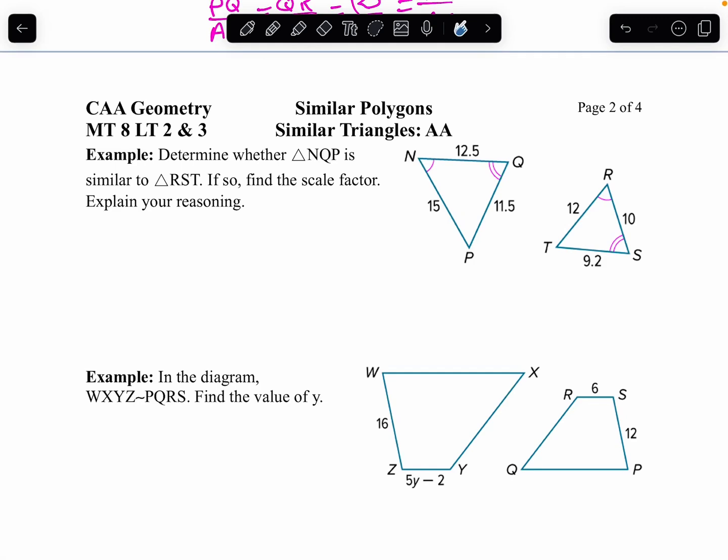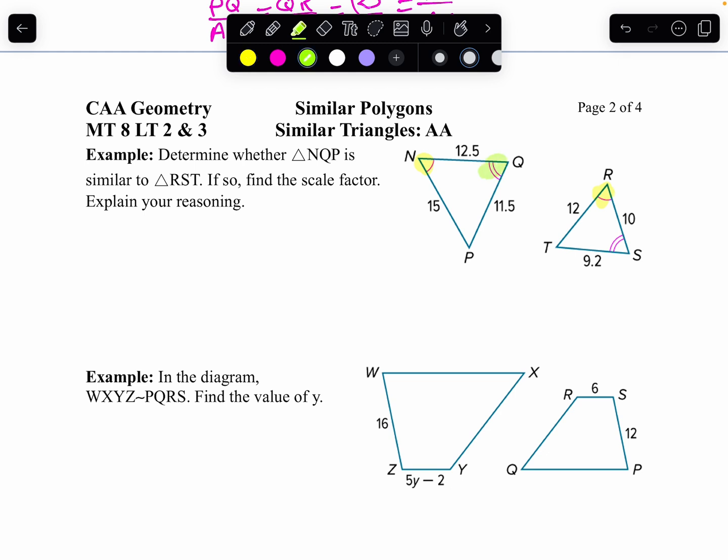When we look at this example, I want to know if these triangles are similar. And if they are, I want to find the scale factor. First off, are the angles congruent? Well, notice angle N is congruent to angle R. Angle Q is congruent to angle S. And by the third angle theorem, angle P is congruent to angle T. So yes, the angles are congruent.